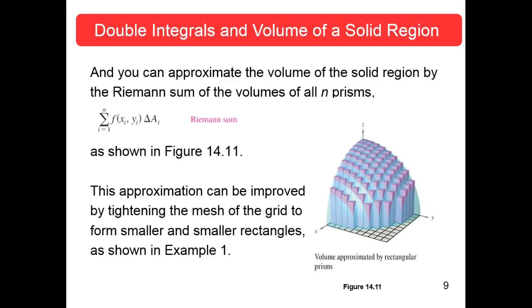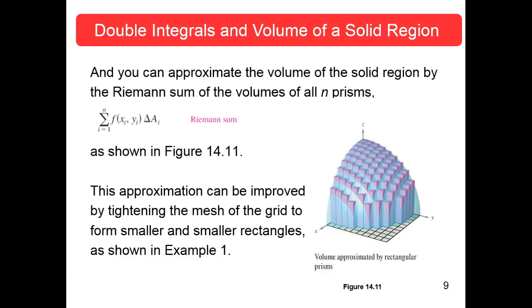Okay? You can approximate the volume of the solid by Riemann sums of the volumes of all the n prisms. That would be the summation from i equals 1 to n, or however many you have, of f of x sub i, y sub i, that's the height, times your delta A. And we're going to take all those delta A's to be approximately the same, as shown in this figure, and it looks like they're exactly the same.